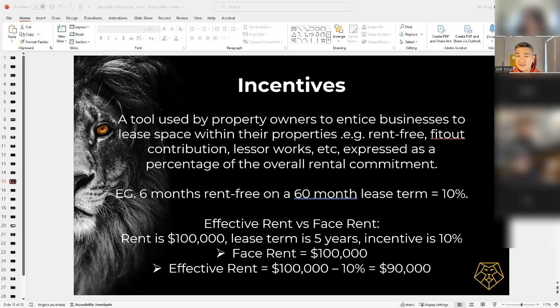An effective rent takes into consideration the incentive. So it's basically the net value of the rent. It's $100,000 minus 10%, so the effective rent becomes $90,000 instead of $100,000. Why is that important? Because later on, when you start putting these deals together, you need to figure out whether the tenant is paying you a face rent or an effective rent, or whether there are any outstanding incentives that you will be liable for, and all those types of things. So it's important to understand the difference.